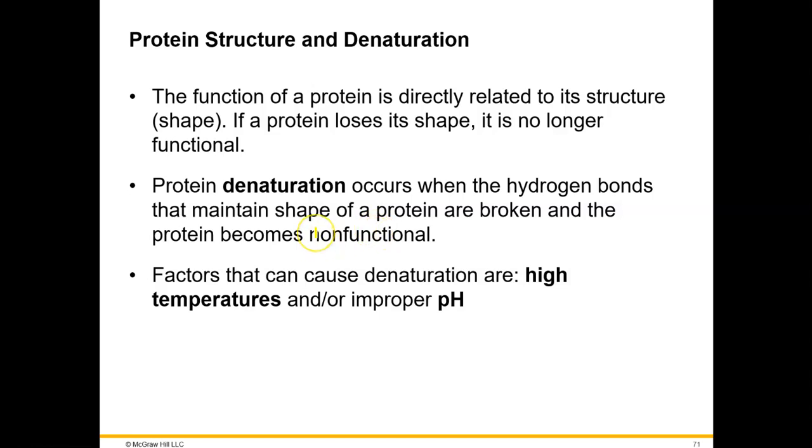Other things that are important about proteins is proteins can denature. In other words, their shape will change, and they aren't functional when their shape changes, because the structure of a protein is very important in whether it will function properly or not. It has to be exactly the right structure, and when that structure is broken and changed, then the protein is denatured and it doesn't work anymore. So some factors that can cause proteins to denature are extremely high temperatures and also the wrong pH for that protein.